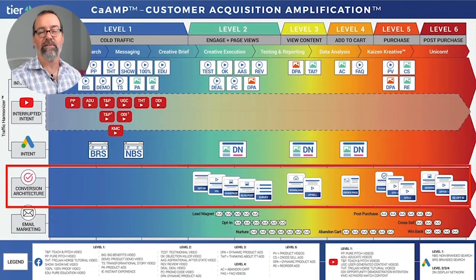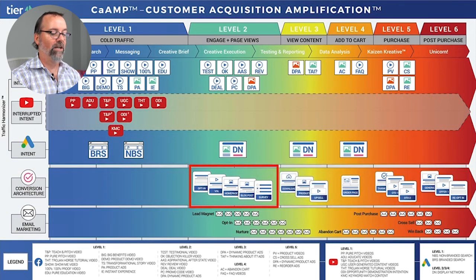Just below that, we have conversion architecture. Now, conversion architecture is our moniker for after the click. So very important. Notice it only starts at level 2. We don't have level 1 conversion architecture because level 1 is they don't even know who you are. They haven't even visited your website as of yet. So it all starts over on level 2.